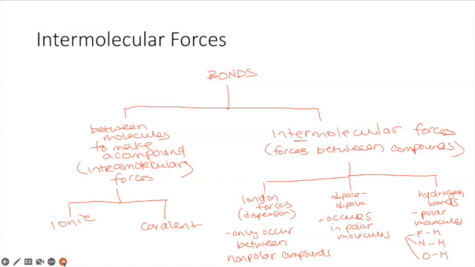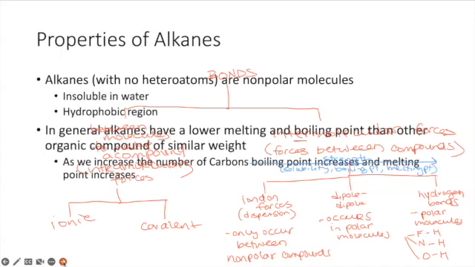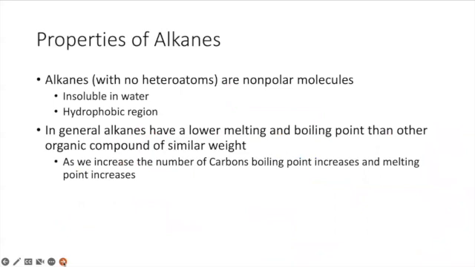So we increase strength as we go to the right. London forces being the weakest, dipole-dipole being intermediate, and hydrogen bonds being the strongest. And this strength directly correlates to solubility, boiling point, and the melting point. So that will all come back into play here in a second.